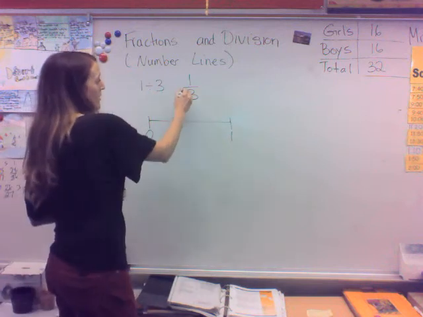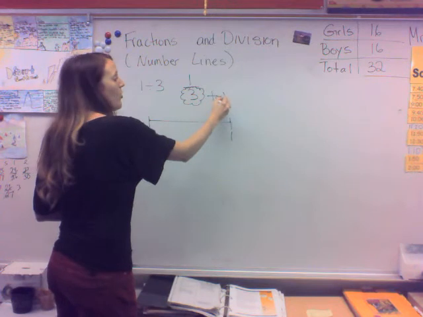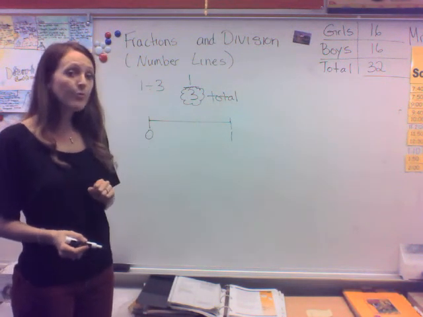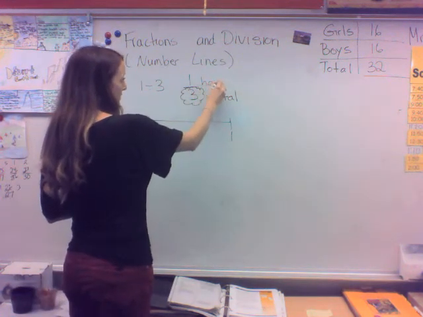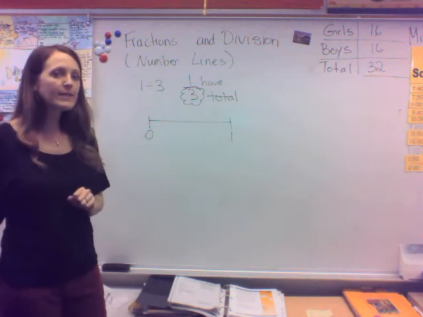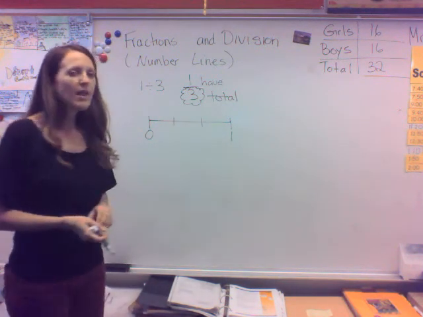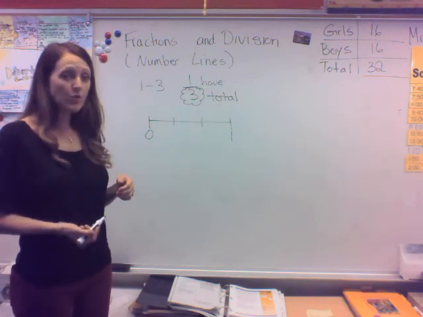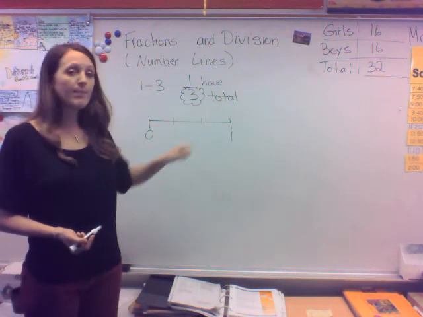Our denominator tells us the total number of pieces. Remember, our numerator tells us the amount that we have. So if I need to break it into 3 pieces, I'm going to draw 2 lines. That's a little bit confusing, but you always draw one less line than your number so that you make sure you have 1, 2, 3 pieces.